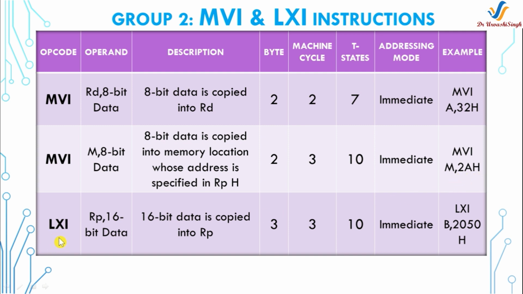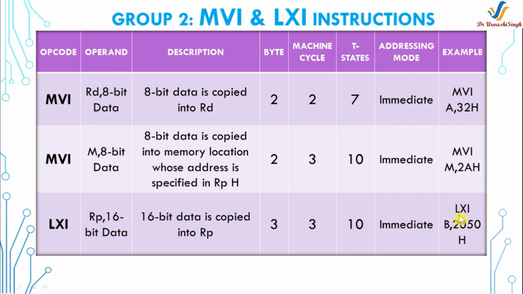The last instruction in this category is LXI, register pair, 16-bit data. In this case, this 16-bit data will be copied into the register pair. Students, note the point that the size of the destination and source operands should be the same. So if the data size is 16-bit, it will be stored in a 16-bit register, and that will be the register pair in the case of the 8085 microprocessor.